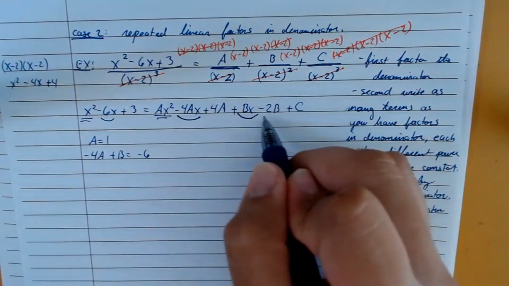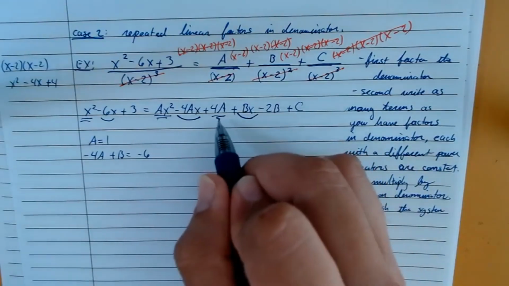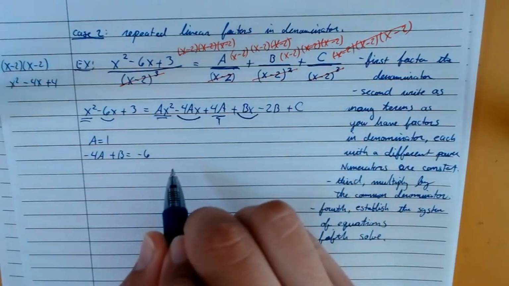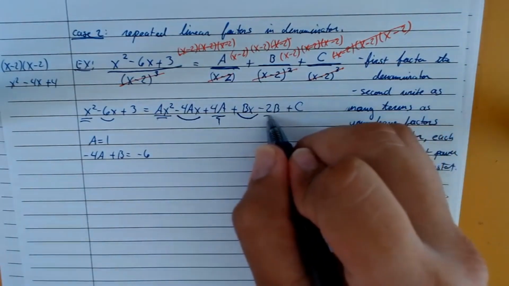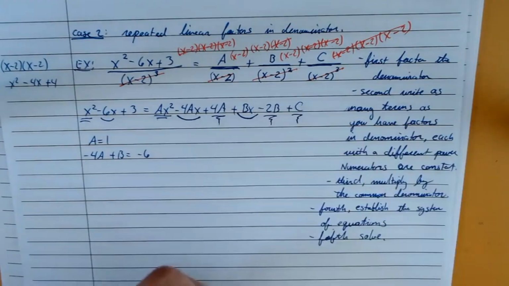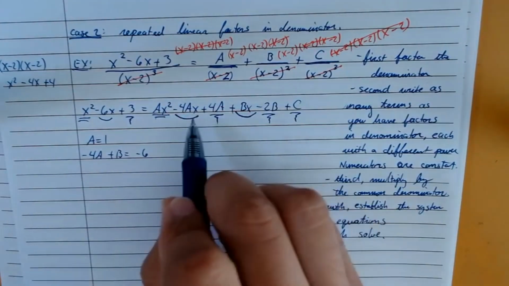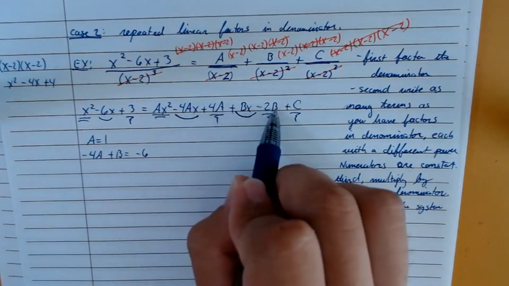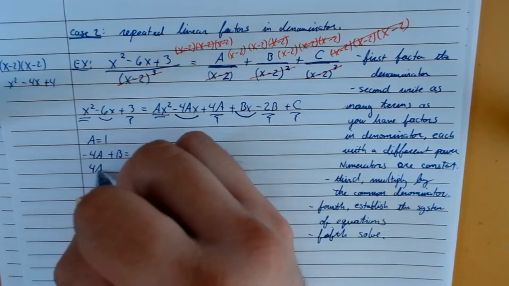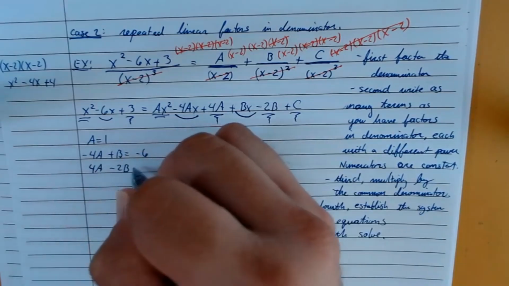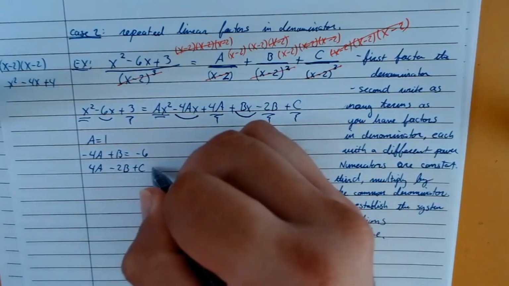And finally, this is a constant. There's no variable. It's just two numbers multiplied together. That's just a number, and that's a constant, and that's a constant. And all the constants have to come together to give me that constant. So that's going to give me 4a minus 2b plus c, and that's going to equal 3.